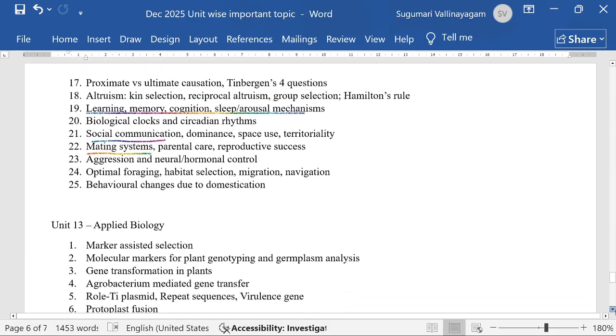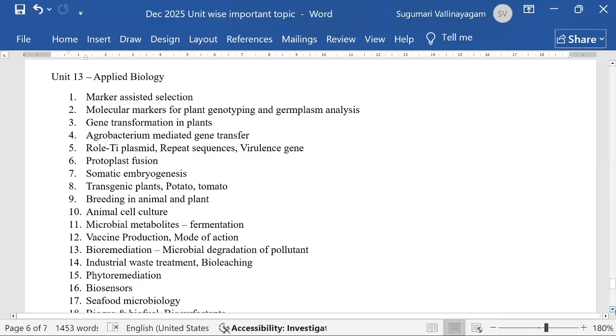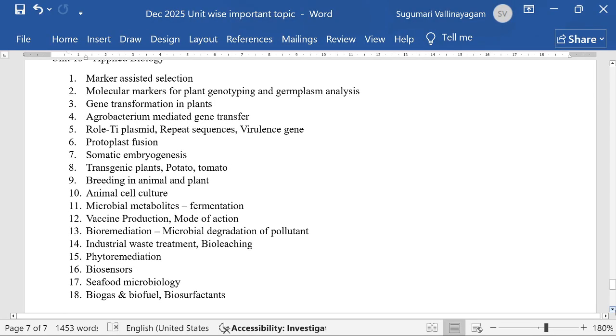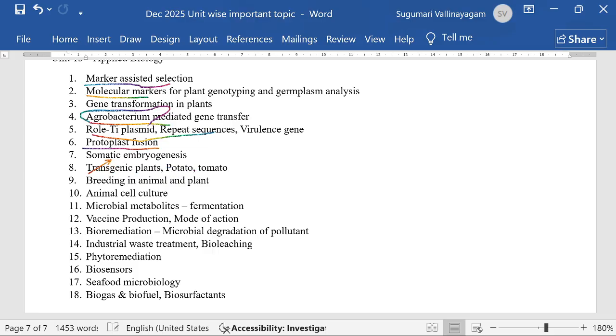Next is the final one, applied biology. It has more topics. You have to cover more content, but they ask fewer questions. Marker assisted selection is the most important. As I said, molecular markers, gene transformation methods, and the Agrobacterium-mediated gene transfer method. They will definitely ask one question from Agrobacterium. Next, the Ti plasmid and repeated sequences and their roles, and protoplast fusion, how it happens, and transgenic plants, from which they will definitely ask one question.